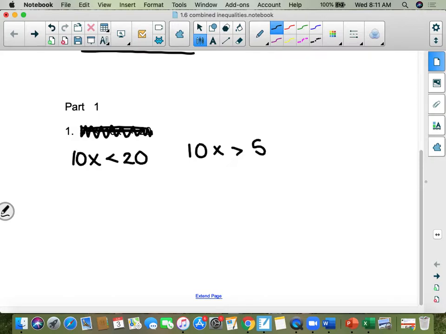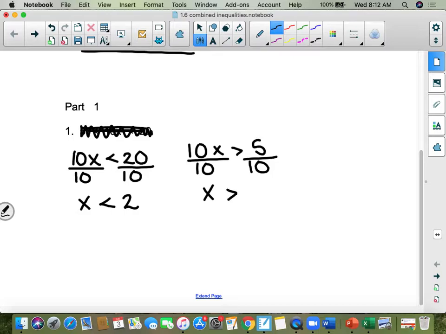Okay, notice that there are two equations that you have to solve. So you're gonna divide both sides by 10 on the first one. You're gonna get x is less than, I divided by a positive number so I do not switch the sign, 20 divided by 10 is 2. So there's one equation. The other equation you're gonna divide by 10. X is greater than 5 divided by 10 is a positive 1/2. So the only difference from yesterday's notes to today's notes is that there are two answers to the problem.